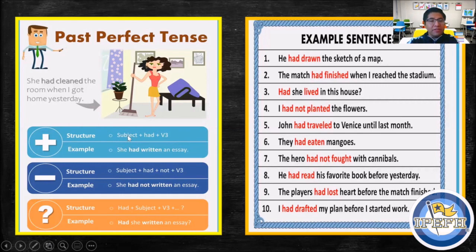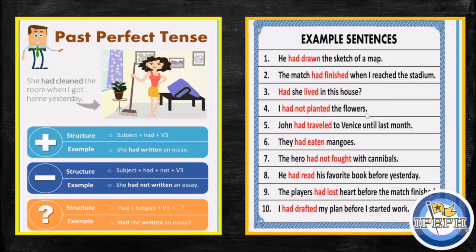And in the positive statement, we need a subject plus had plus be3. This be3 means the past participle of the verb. So, as you may see in this example, we have: she had written an essay. In the negative form, we need the subject plus had plus not plus the past participle of the verb: she had not written an essay. And in the question form, we have had plus subject plus the past participle of the verb plus the complement.